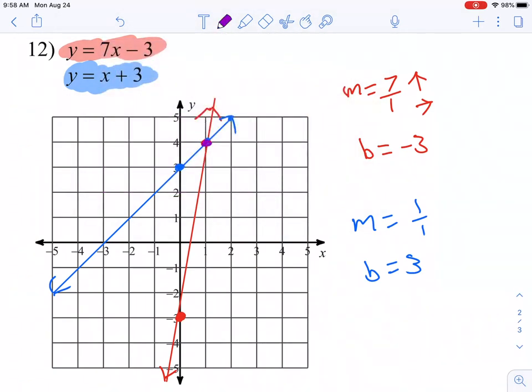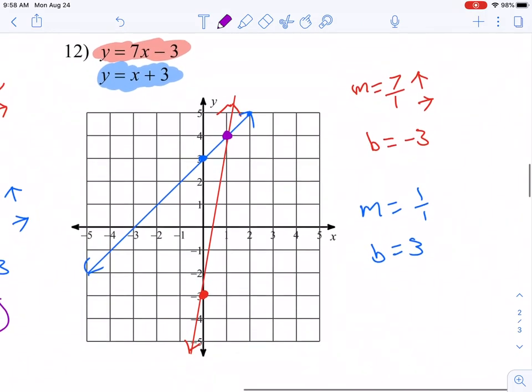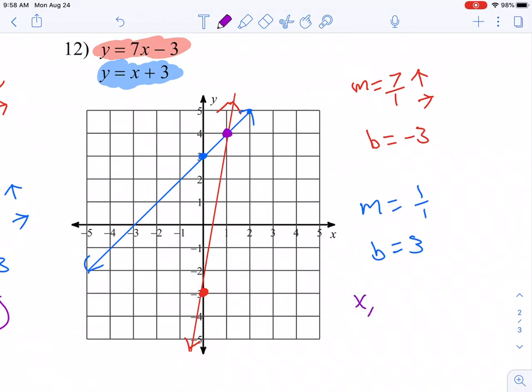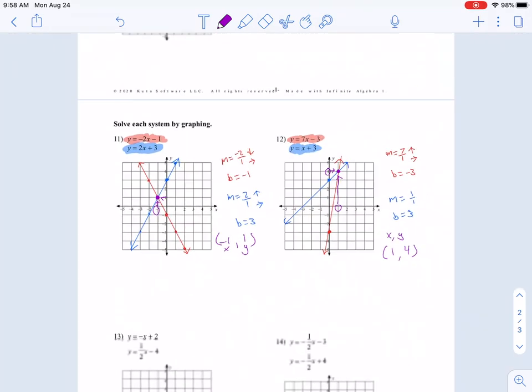We find where our points overlap, where they intersect, and then we describe it by saying the x coordinate of that point, and then the y coordinate. And we do that in parentheses. So we're going to say x, which is 1, y, which is 4. 1 comma 4 is the solution to that system of equations.